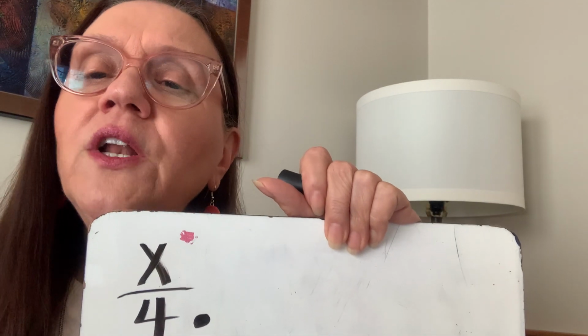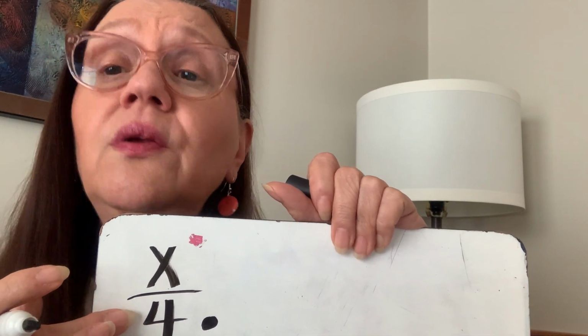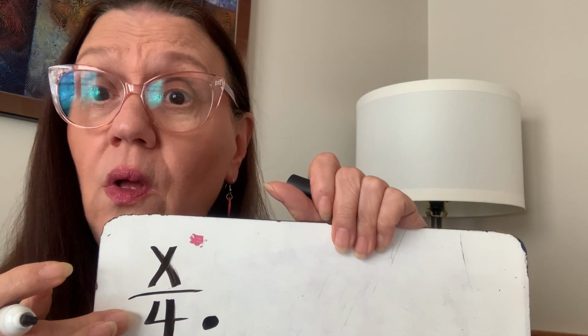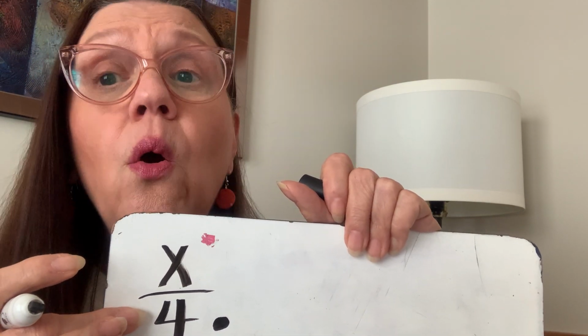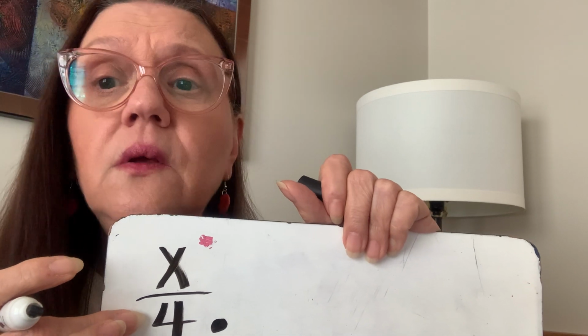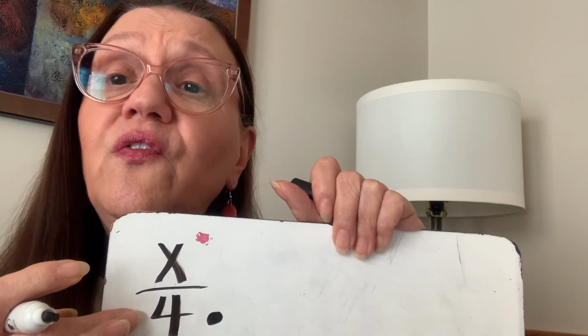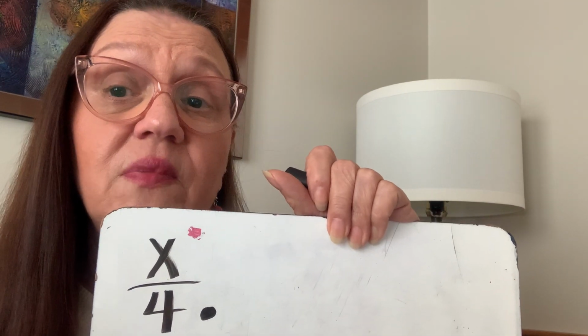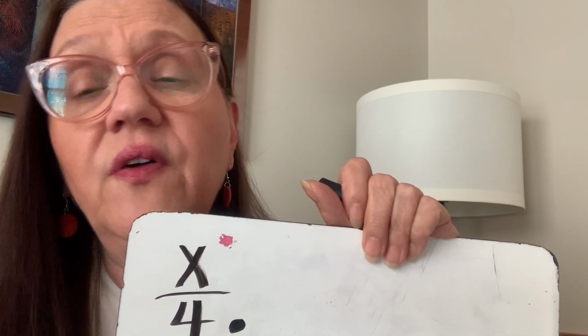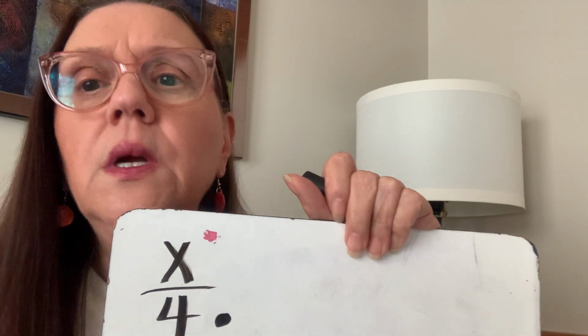So if I wanted to turn this into a decimal, well, we know that a decimal needs a denominator of 10 or 100 or 1,000. So how many times does 4 go into 100? Well, it goes in 25 times. Think of money, 25 cents goes into $1. So 4 times 25 will give me my denominator of 100.